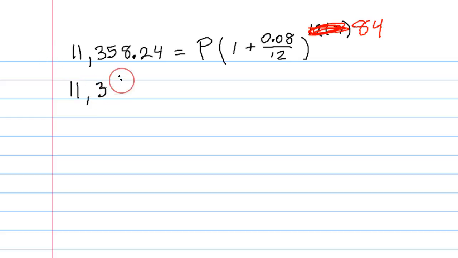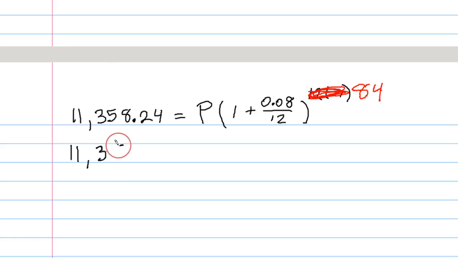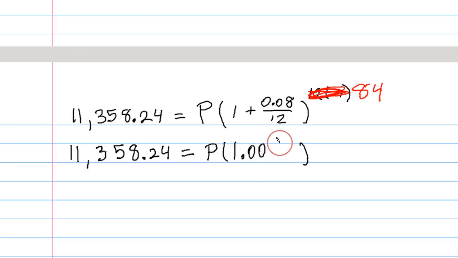So this is just going to be $11,358. Always fun to see that my computer screen is having hiccups tonight. But let's see, we get the parentheses here now: 1 plus 0.08 over 12. So 1 plus 0.08 divided by 12 gives me 1.00 and then a bunch of sixes repeating, so I'm just going to put 6666, raised to the 84th power.